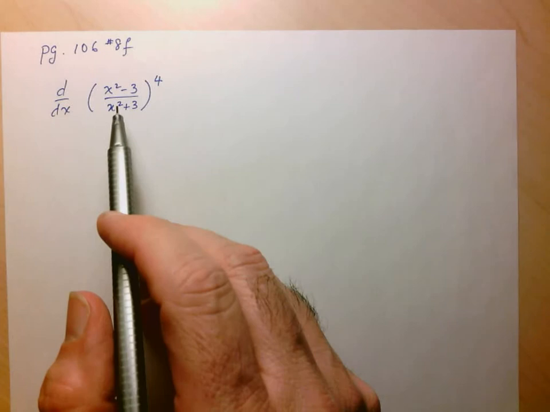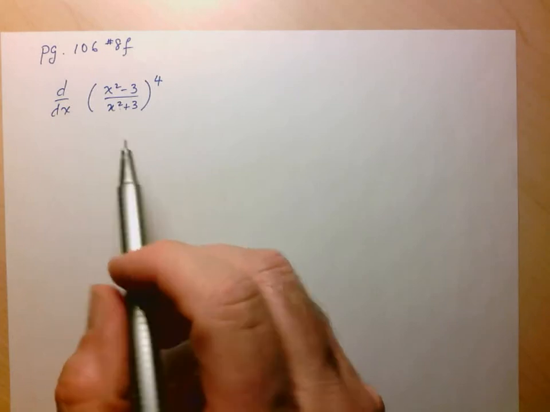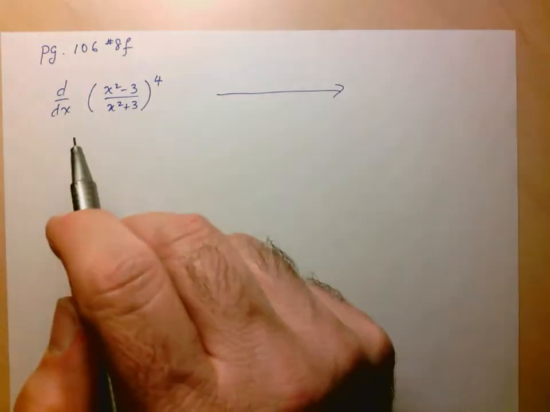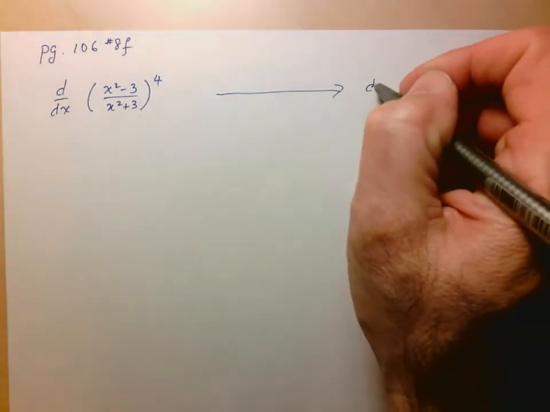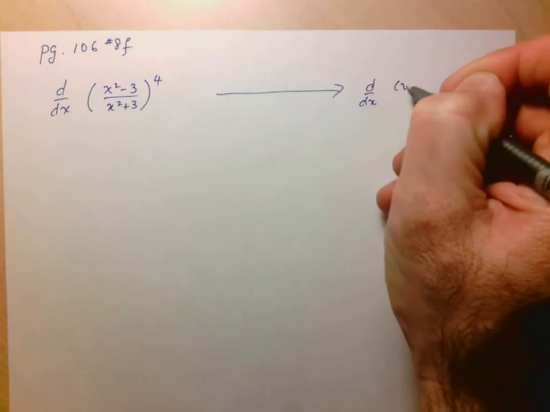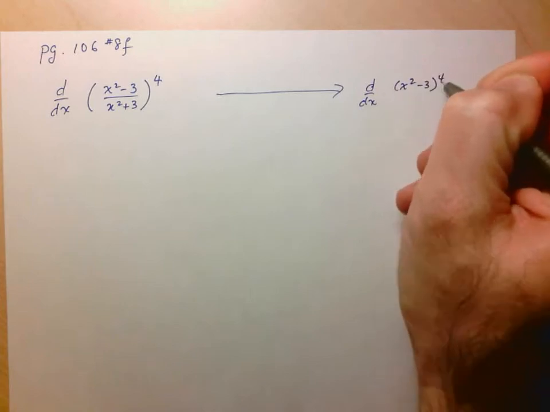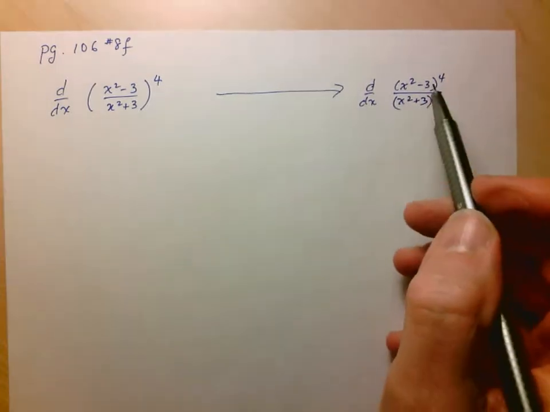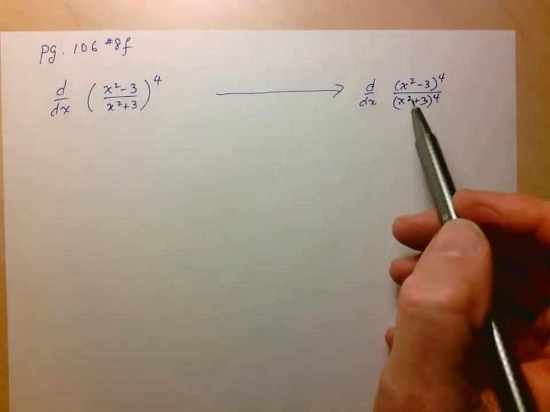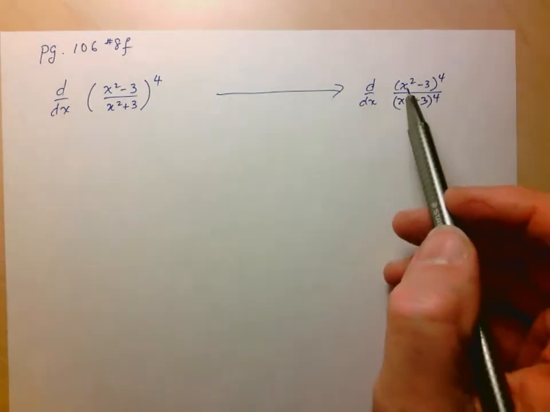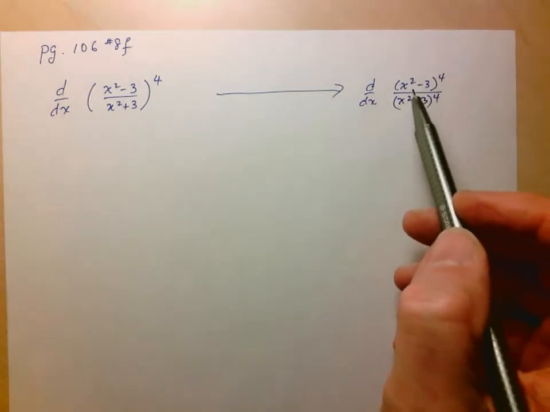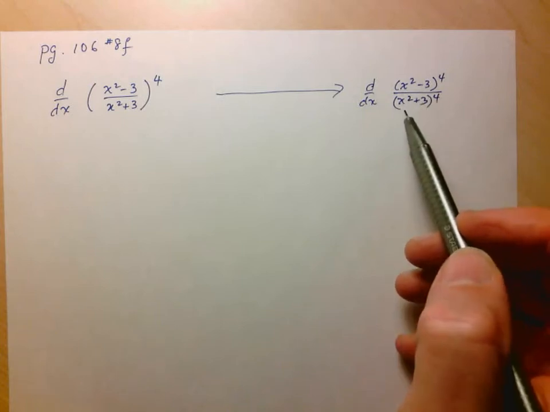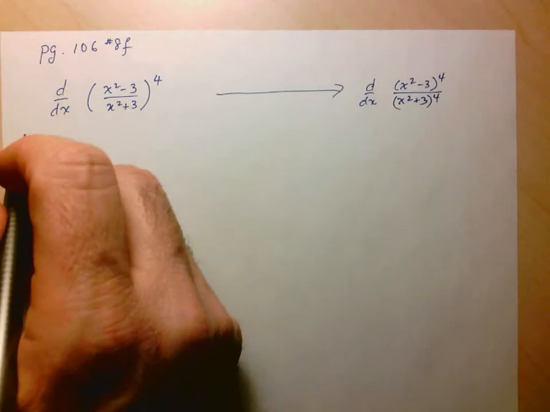So I'm just going to take a look at one way to solve this that I'm actually not going to use, because one option you do have is to distribute this exponent for the numerator and denominator. So that just becomes the derivative of (x squared minus 3) to the fourth over (x squared plus 3) to the fourth, and you can use the quotient rule. And then, of course, in the process of finding the numerator's derivative and the denominator's derivative, you'll have to use the chain rule.